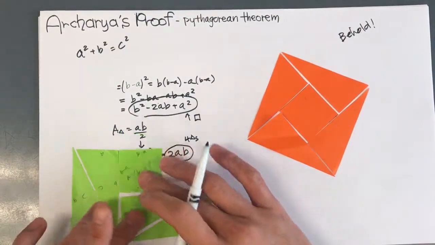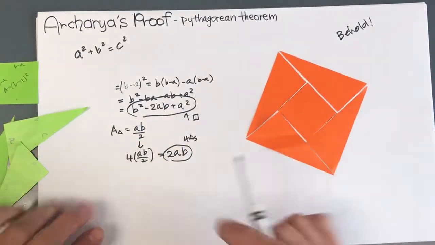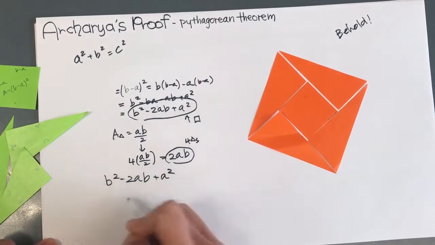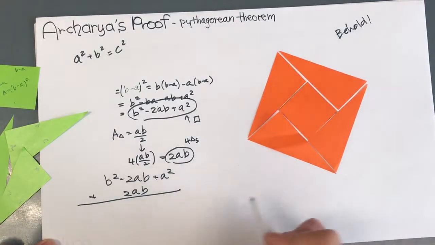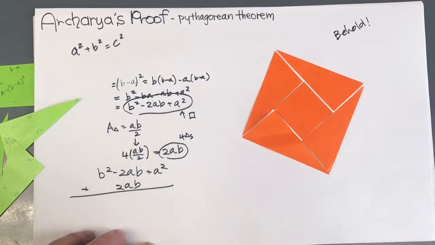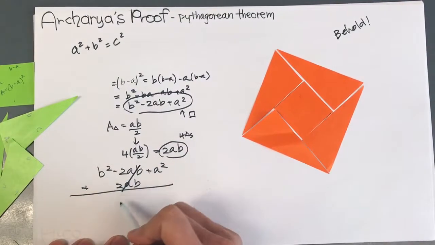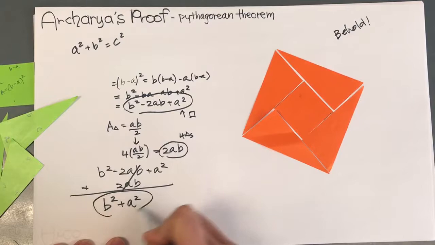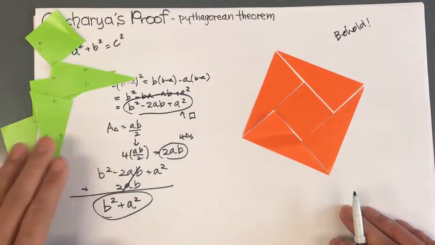What's the area of this guy? We add this, which is the square, plus these, which are the triangles. So let's add these two: B squared minus 2AB plus A squared plus 2AB. These are like terms, so they cancel because they add to 0. What's left is B squared plus A squared. So the area of these green papers added all together is B squared plus A squared.